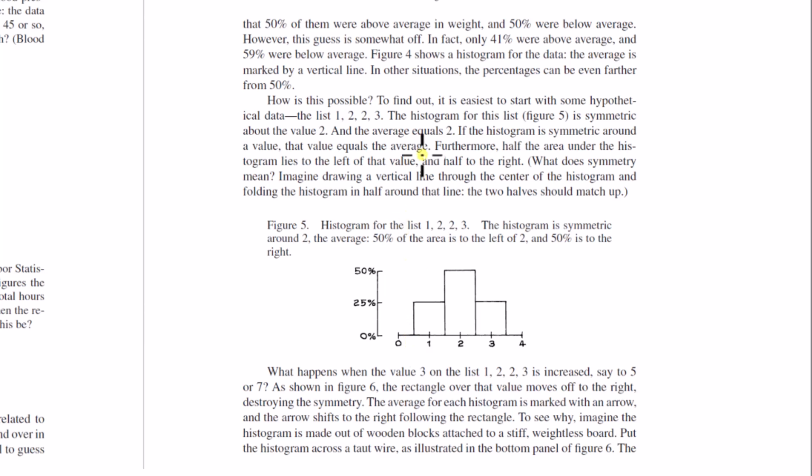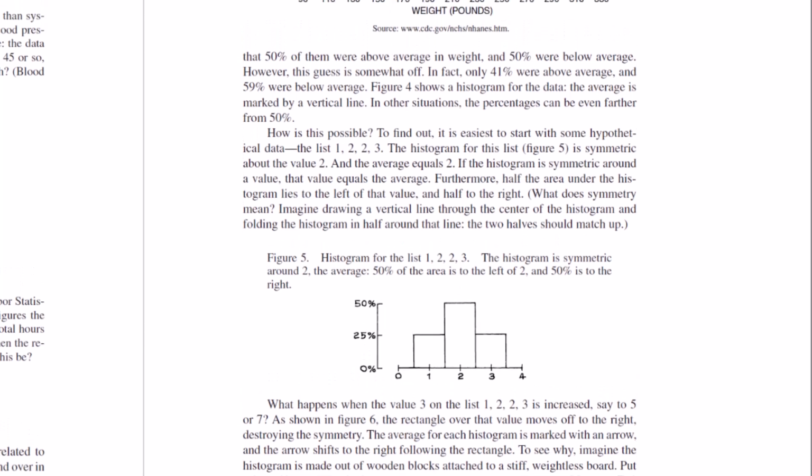What they're saying is, if the histogram is symmetric around a value, that value equals the average. Furthermore, half the area under the histogram lies to the left of that value and half to the right, which is also where the median is. So if a histogram is symmetrical, the midpoint is the center of area, so that's obviously the median. But because it's symmetrical, that also means that it's the average as well.